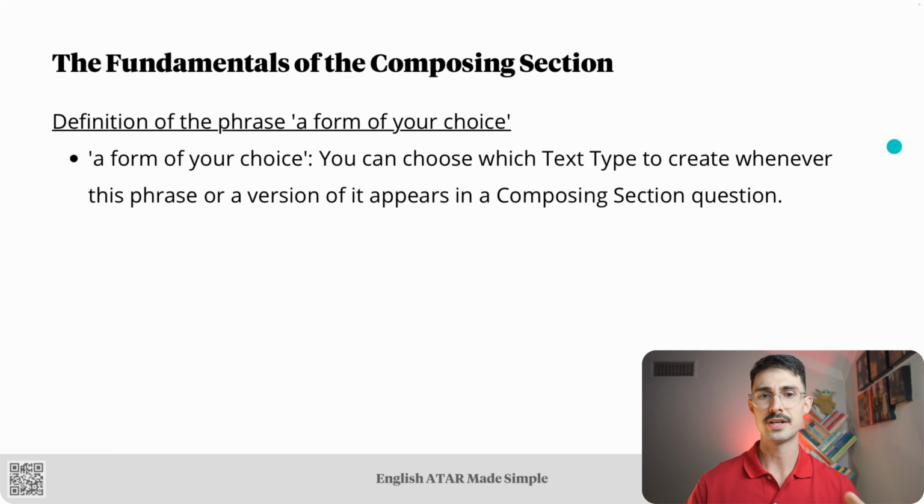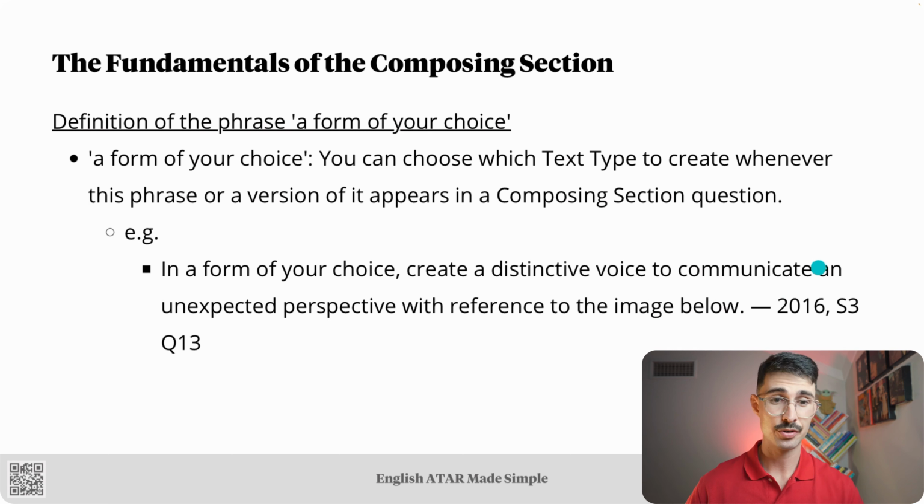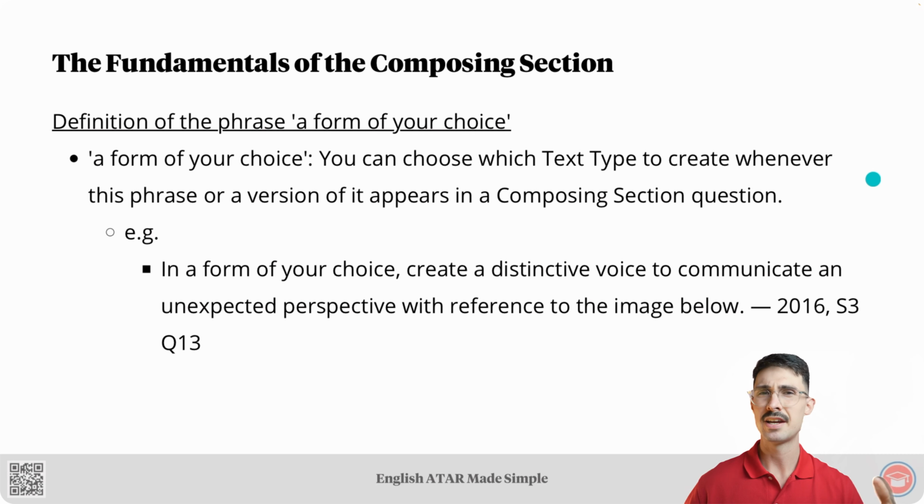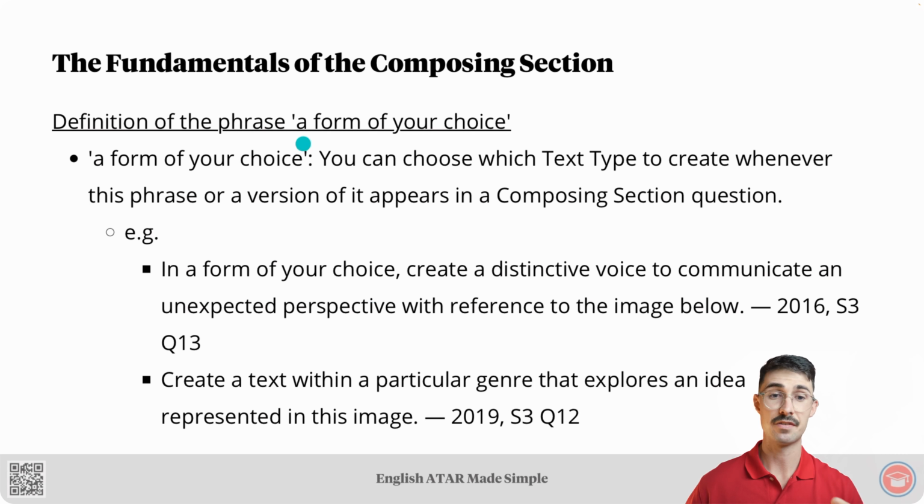A form of your choice means you can choose which text type to create whenever that phrase appears in a composing section question. For example, in a form of your choice, create a distinctive voice to communicate an unexpected perspective with reference to the image below. Another example of this phrase, in that you're allowed to choose which text type you create, is something like create a text within a particular genre. That phrase means the same thing.